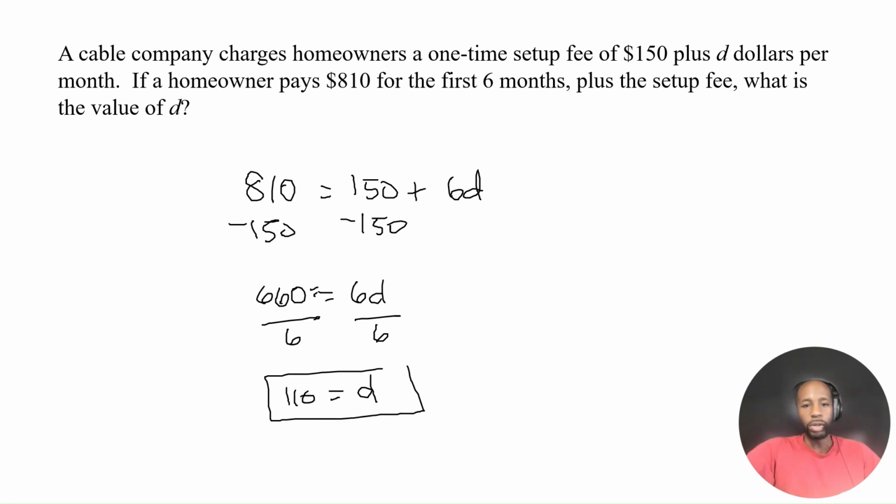All right. So that D looks kind of weird. So in other words, they paid $110 per month. That's their per month charge. Let me know if you got this.